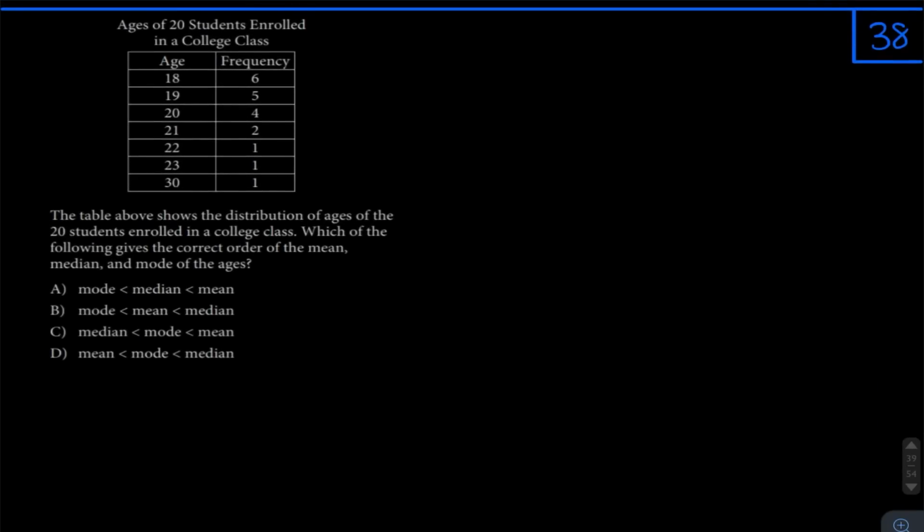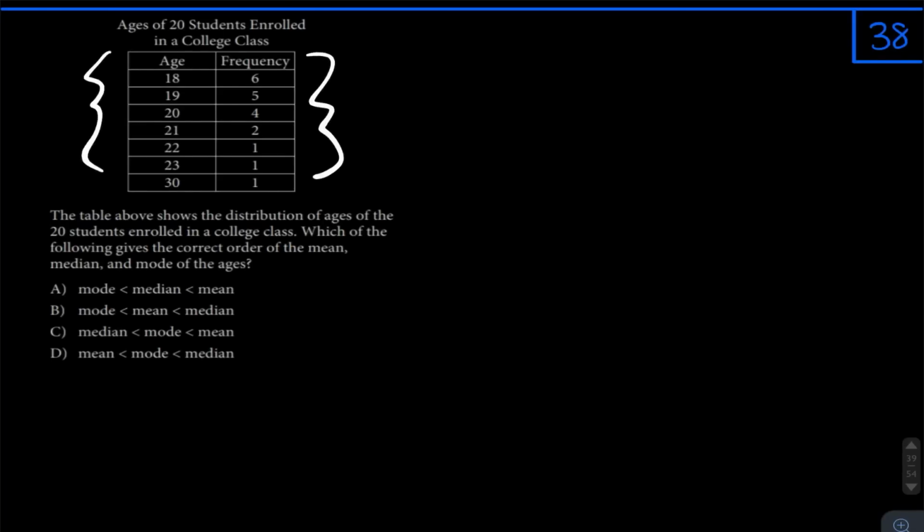Problem 38 gives us the ages of 20 students enrolled in a college class, right? I always like to read the title of the table. First, the table above shows the distribution of ages of the 20 students enrolled in a college class. Which of the following gives the correct order of the mean, median, and mode of the ages? Okay, so look at what graph we're given here.